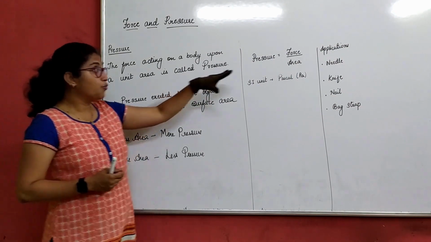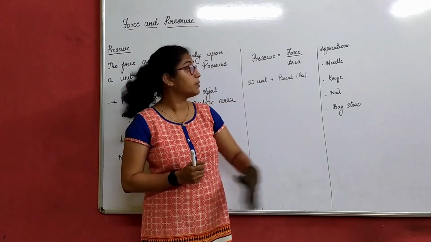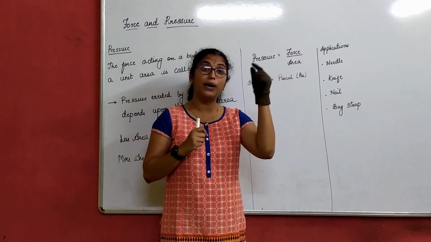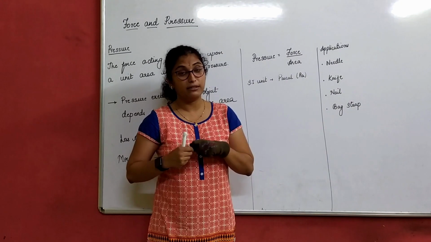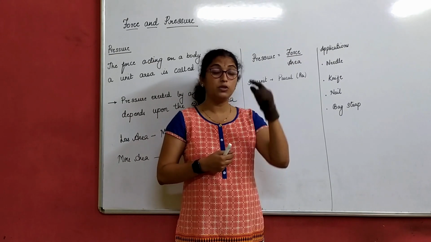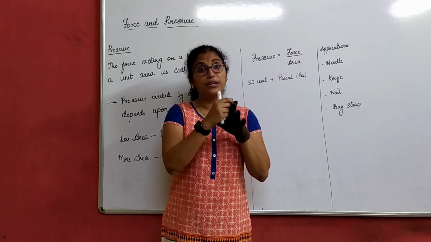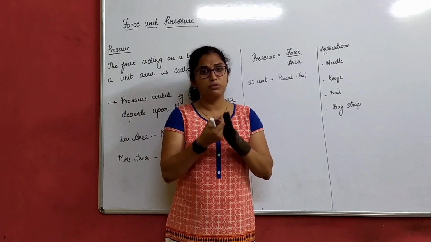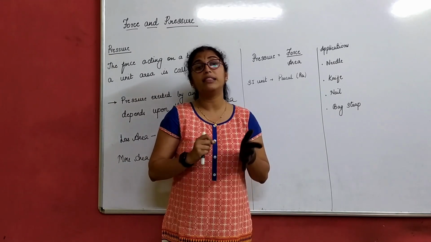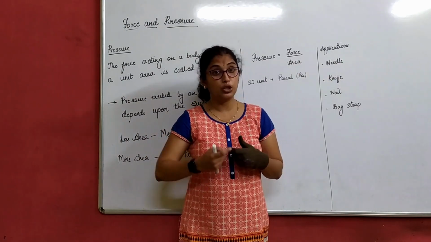To understand that, I have written a few applications here. We first understand this and again we'll move back to this. Now I have written here a needle. You all have seen that a needle has one pointed end and one blunt end, right? Which end of the needle do we use for stitching or sewing? We always use the pointed end. Even if you take the pointed end and just prick it, you feel it, or blood slightly oozes out, right? But if you take the blunt end of the needle and prick it, will the blood ooze out? No, right? That means the pointed end of the needle is used.